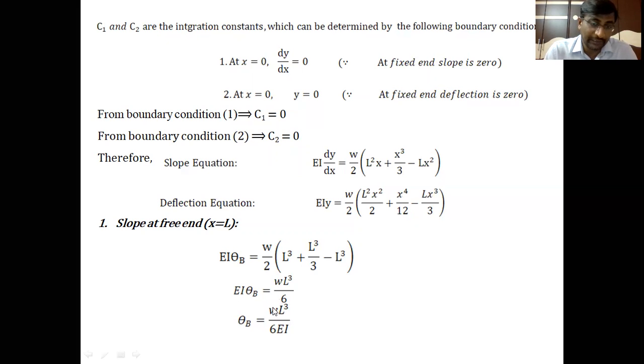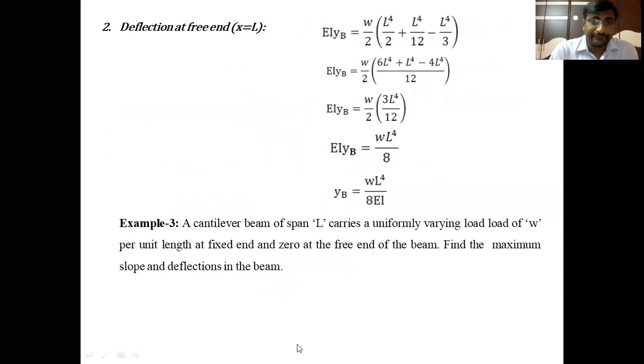In this, W is the UDL, uniformly distributed load per unit length. L is the length of the beam. E is the Young's modulus. I is the moment of inertia for the given section. So this is the formula to calculate the slope at the free end.